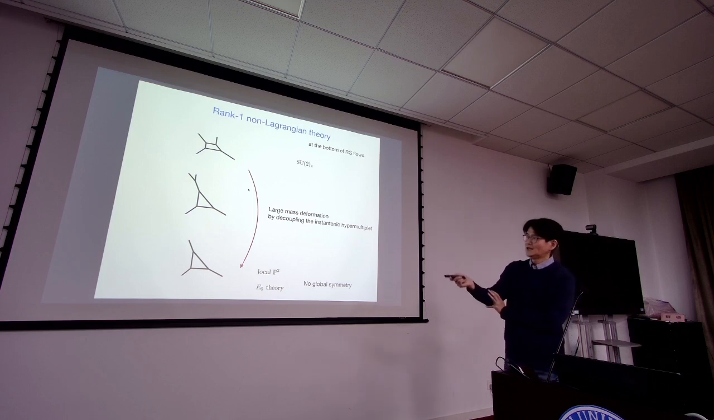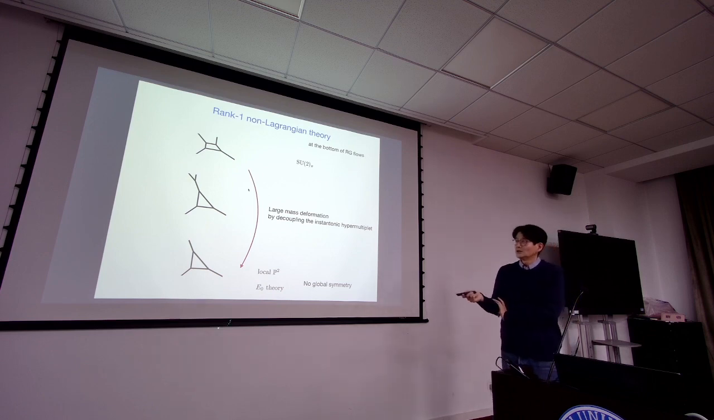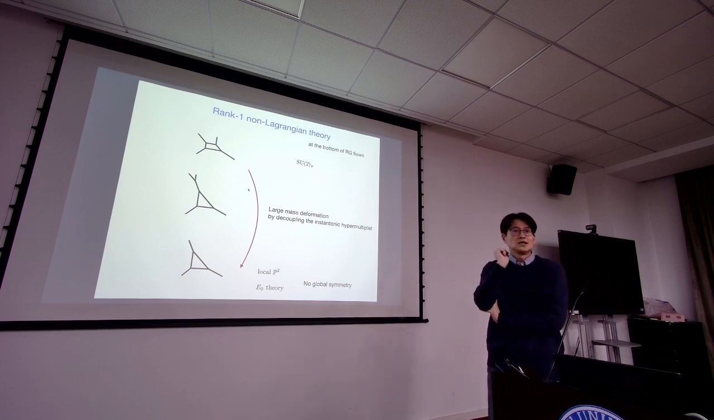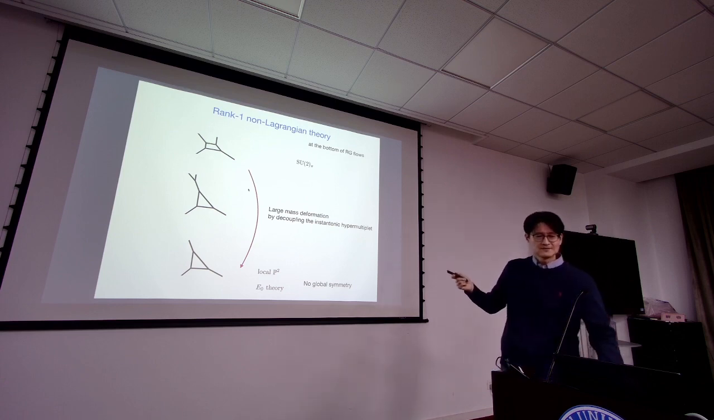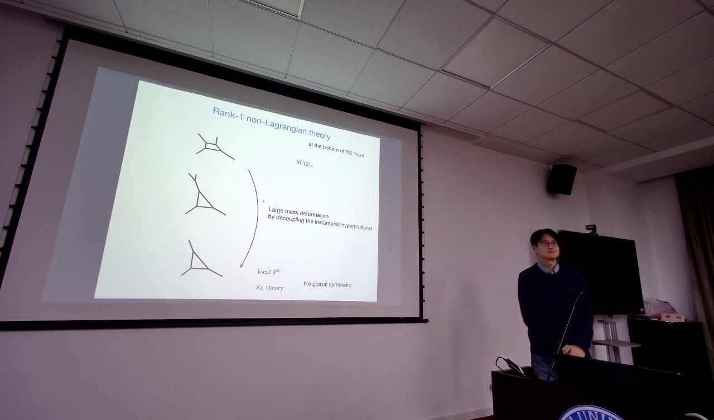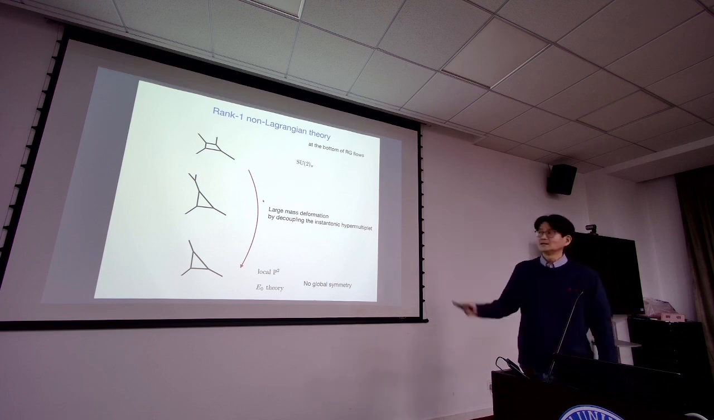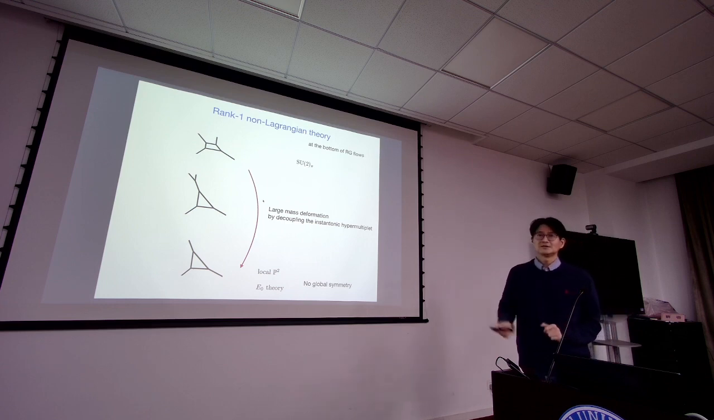So these are the theories that I refer to as non-Lagrangian theories with rank 1, because this one has no W-bosons. So whenever we have a gauge theory, we have a W-boson, which is described by a fundamental string connecting two different D5 branes. But here we have only one D5 brane, so it does not have a gauge theory description. And this is what I refer to as a non-Lagrangian theory. And this one in particular is rank 1.